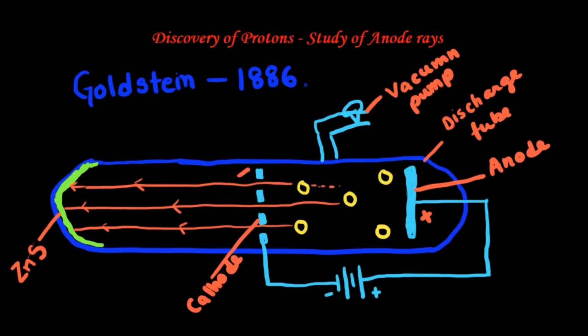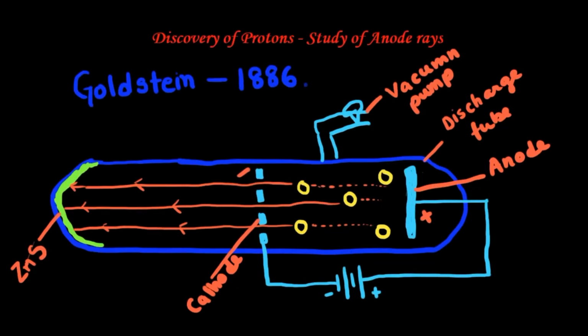So those rays were termed as anode rays or canal rays because they passed through the canals, or we can say positive rays because they were found to carry positive charge. Now, the main thing is the origin of the anode rays. From where these rays actually originate, that is the main point.